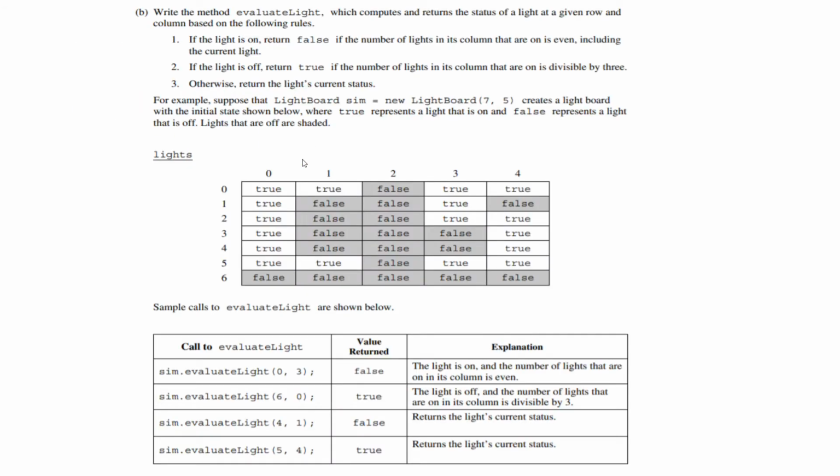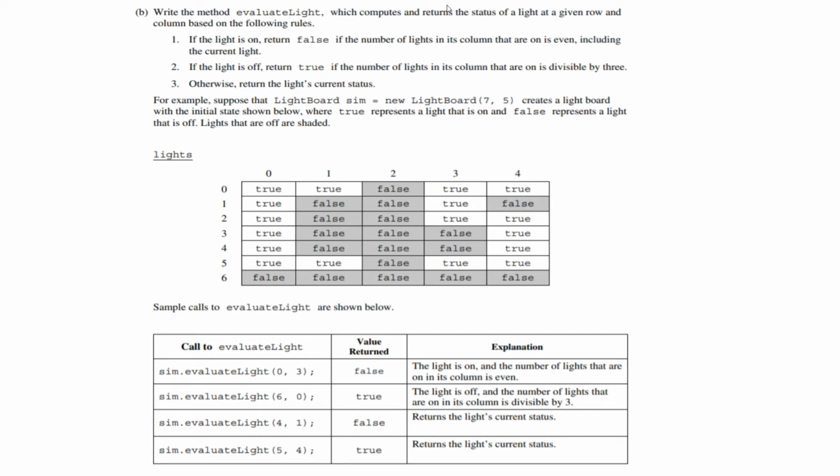So let's say we're going to be checking this cell here for evaluate light. For the first step, first of all, if the light is on, right? So let's pick this step. The light is on here. Now, if the number of lights in its column that are on is even, so let's go ahead and count the number of lights in this column that are on. So this is 1, and all these here are off, but then again, this one is on, and then off again, all right? So what was our count? Well, we counted 2 cells to be on.